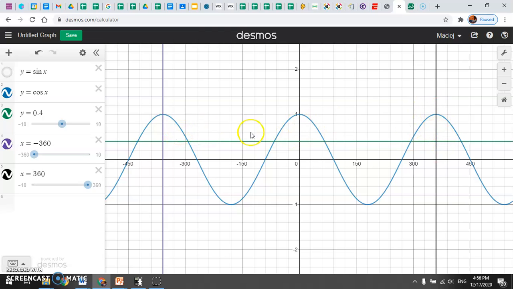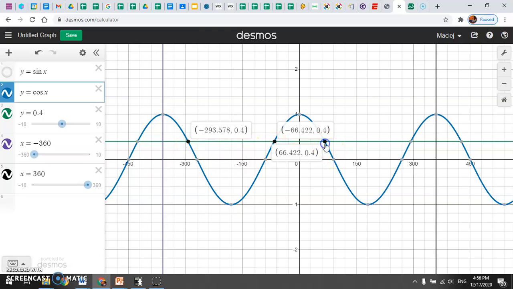That's saying that we are only looking at angles between there, right? So we only have 4 solutions there. This one, this one, this one, and this one. We have those 4 solutions that we just confirmed on the unit circle that happen between positive 360 and negative 360, where the line y equals 0.4 intersects the cosine graph. It's really good to see that connection between the unit circle and the actual graph itself.